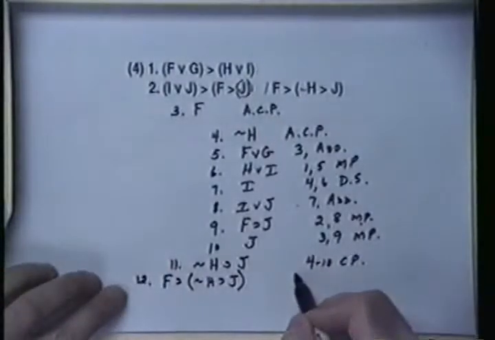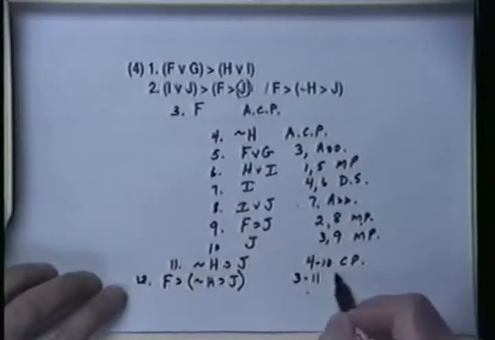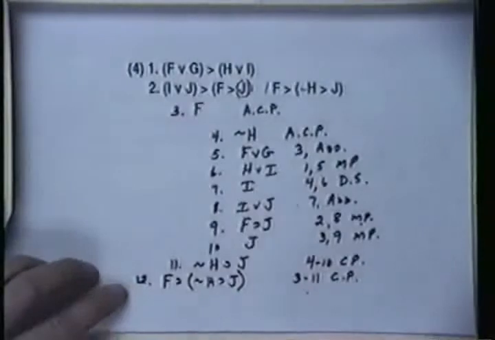Okay, and here we cite lines 3 through 11, conditional proof. And now we're done. So you see how this strategy can be folded into itself, so that actually very complex conditional statements that have more than one hook in them can be taken apart, as it were, with the additional assumptions that you make for conditional proof.